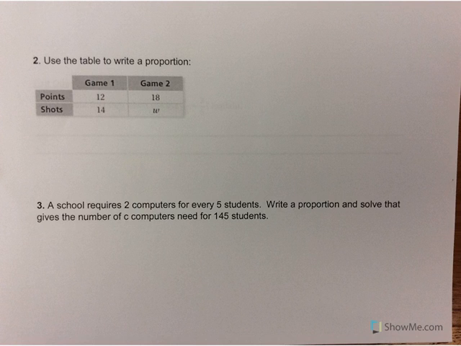Use the table to write a proportion. So we got your 4 numbers there with the W in there. The school requires 2 computers for every 5 students. Write a proportion and solve that gives the number of C computers for 145 students. So if 2 computers are given for every 5 students, how many computers are needed for 145 students? Set your proportion up, cross multiply and solve for C.